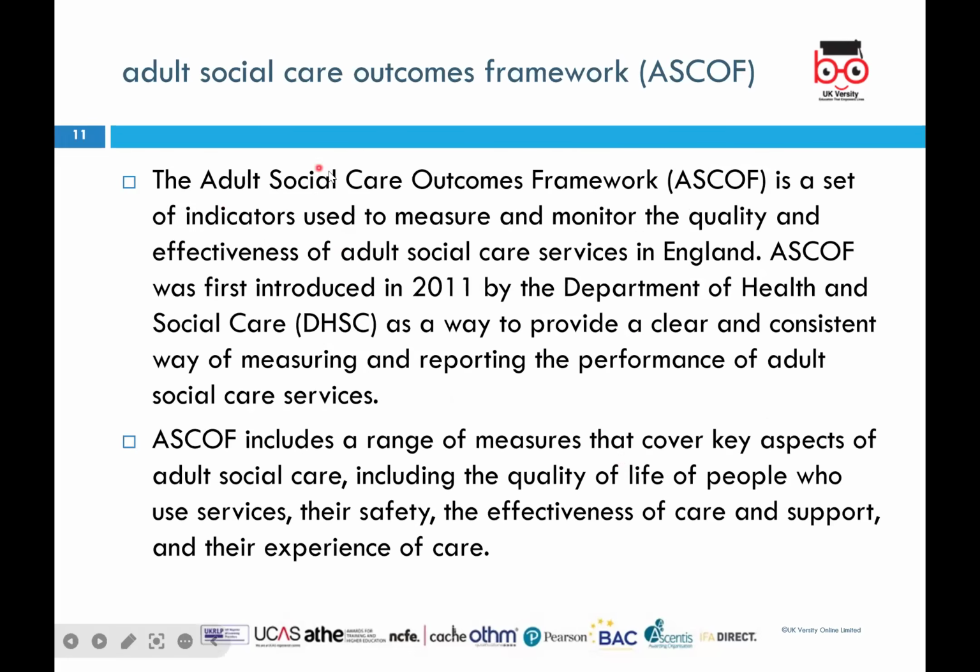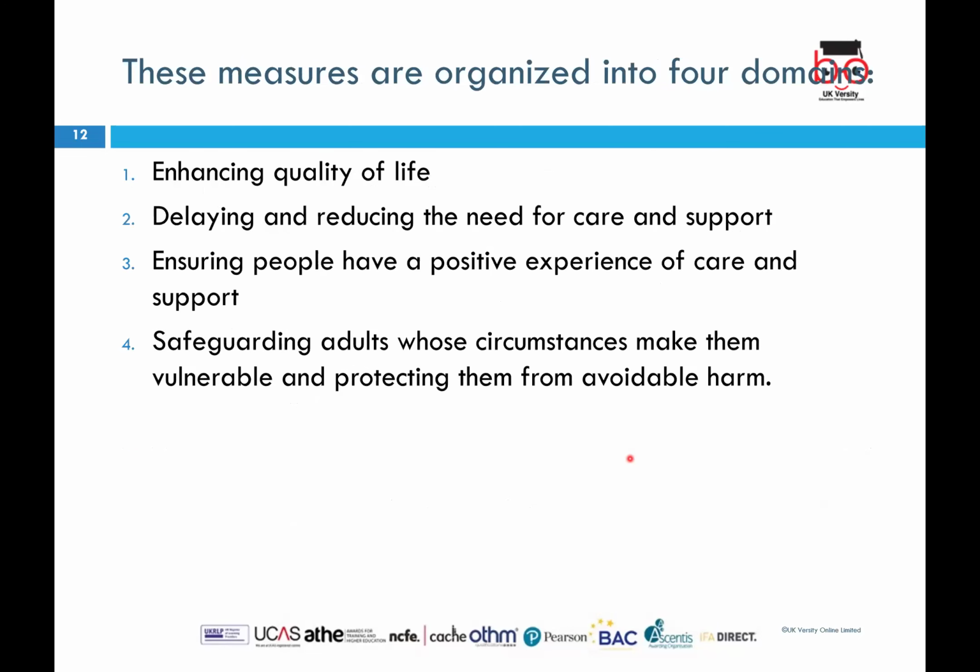Then we talked about the Adult Social Care Outcomes Framework. It is a set of indicators used to measure and monitor the quality and effectiveness of adult social care services in England. It was introduced in 2011 by the Department of Health and Social Care. It includes a range of measures that cover key aspects of adult social care, including quality of life of people who use services, their safety, the effectiveness of care and support, and their experience of care.